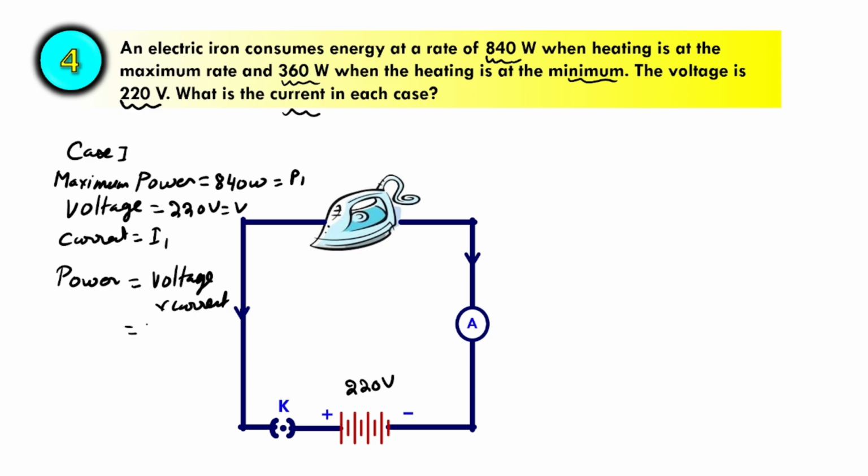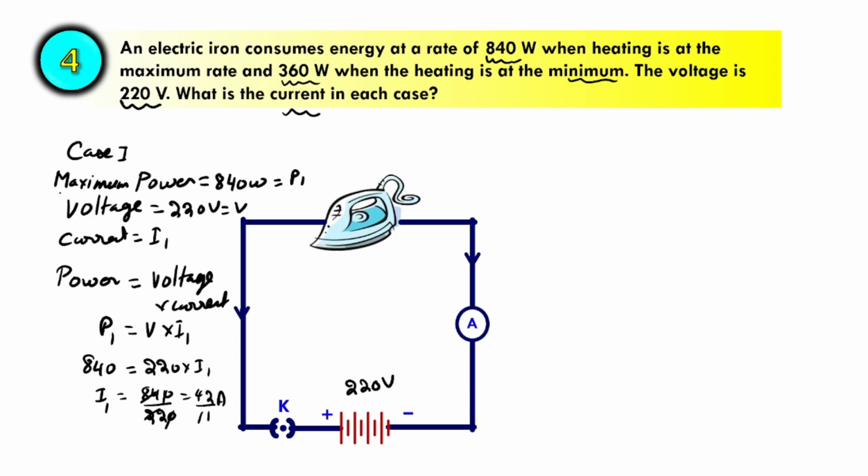Voltage is V, current is I. So power is P1, so current is I1 here. The power is given as 840, voltage is 220. So I'm supposed to calculate the current in the first case. So what is that? I1 is equal to 840 divided by 220. Cancel this off and you will get 42 divided by 11, that much of amperes.